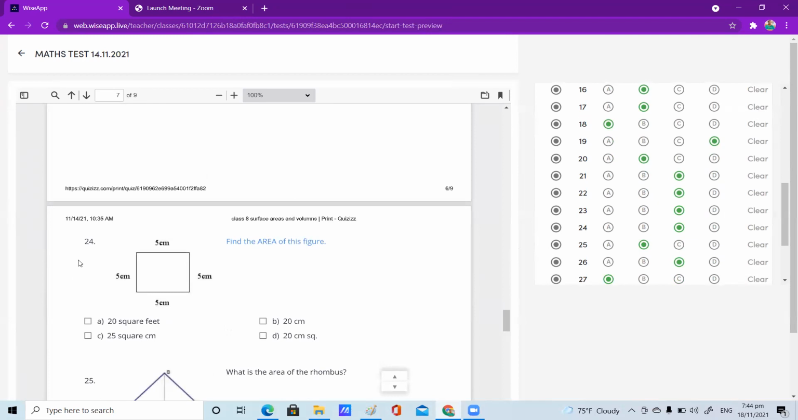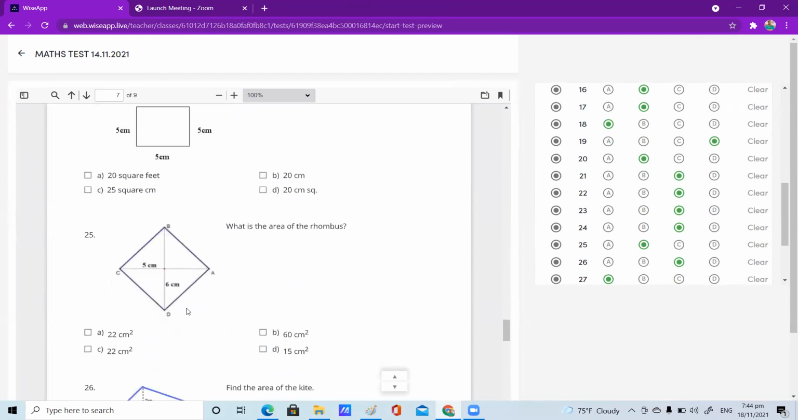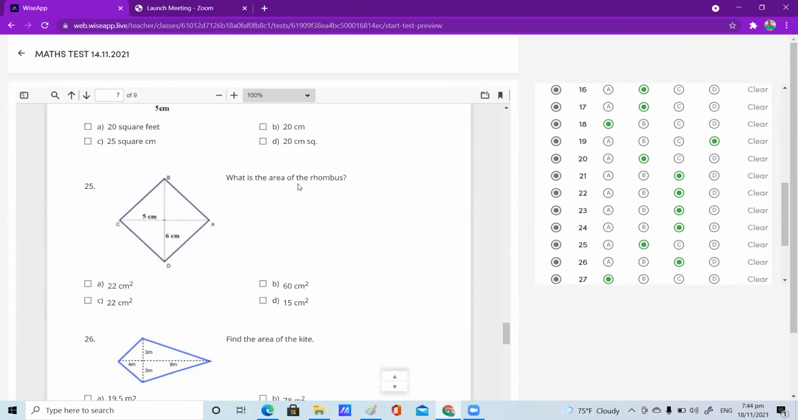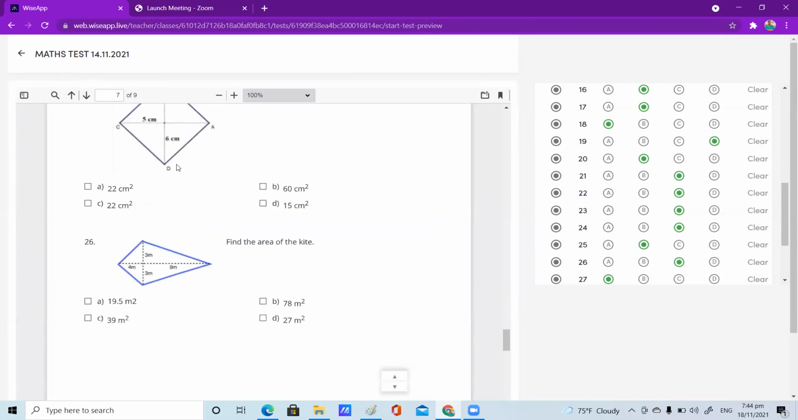Next, question 24, it's the area of a figure. It's very simple. A square of 25 square centimeters, and the other one, what is the area of the rhombus? 60 centimeters square. 10 into 12 by 2 means 120 by 2, so 10 into 6, 60. Directly half of 12 means 6 only. 5 plus 5 is 10, times 6, right?